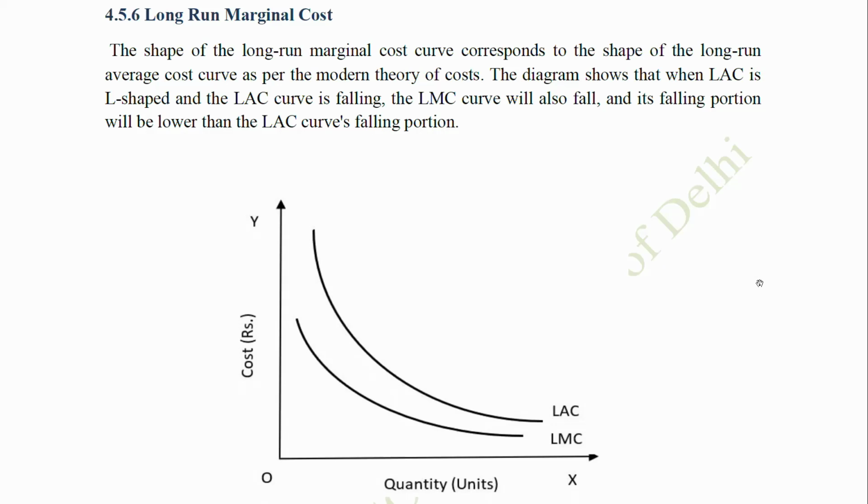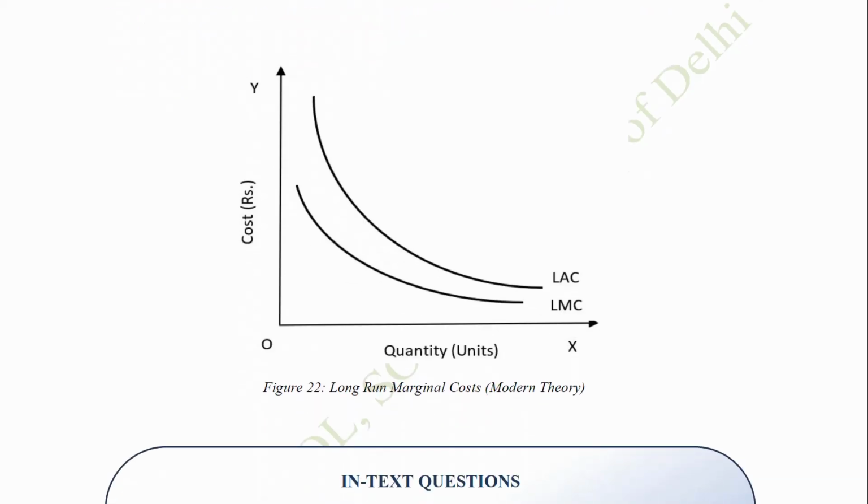4.5.6 Long-run marginal cost. The shape of the long-run marginal cost curve corresponds to the shape of the long-run average cost curve as per the modern theory of cost. The diagram shows that when long run average cost is L-shaped and the long run average cost curve is falling, the long run marginal cost curve will also fall, and its falling portion will be lower than the long run average cost curve's falling portion. Figure 22 depicts the long run marginal cost as per the modern theory.